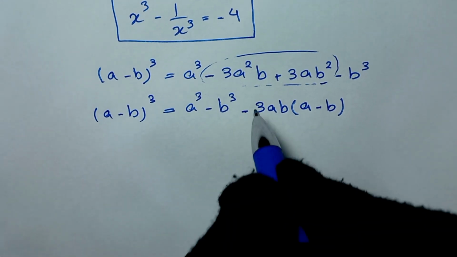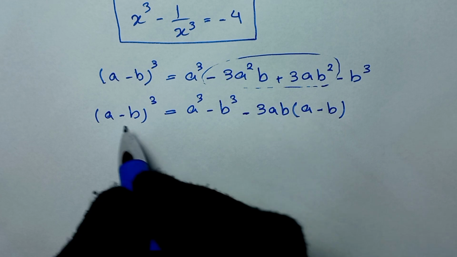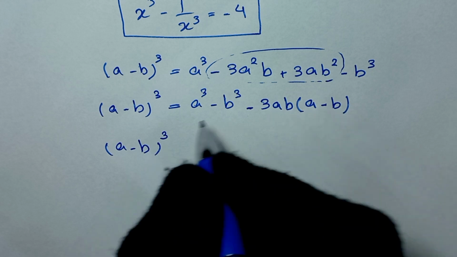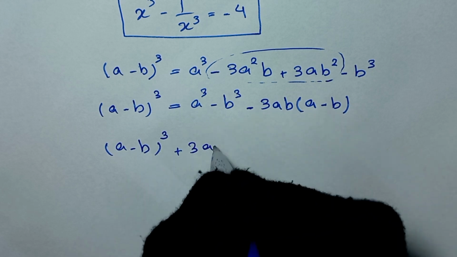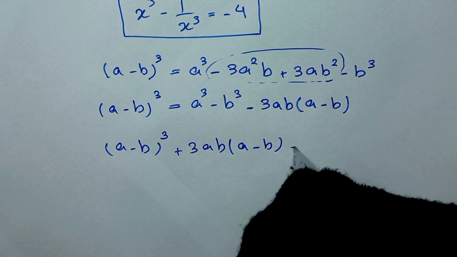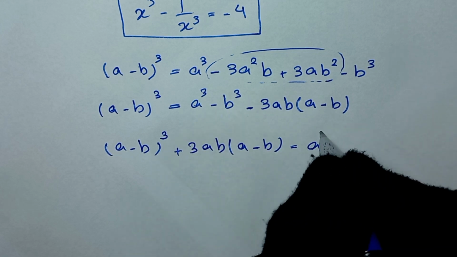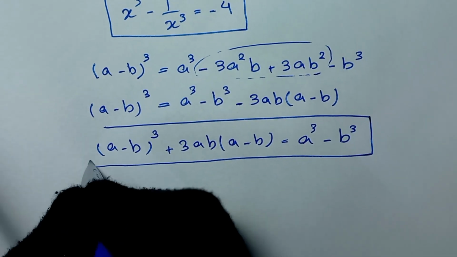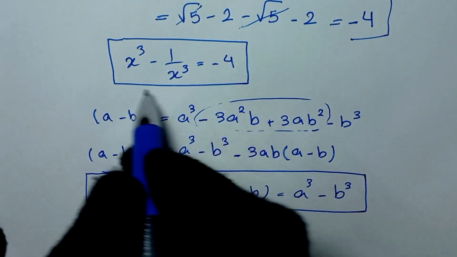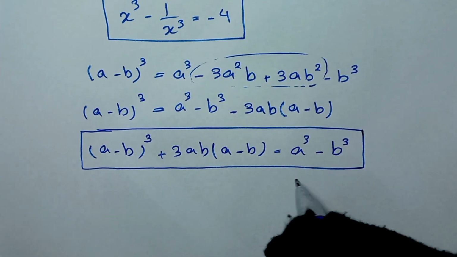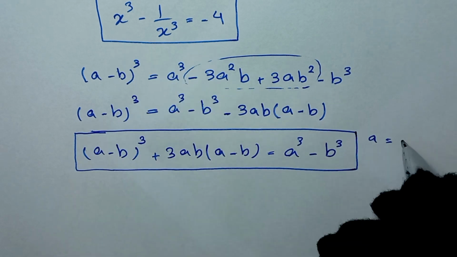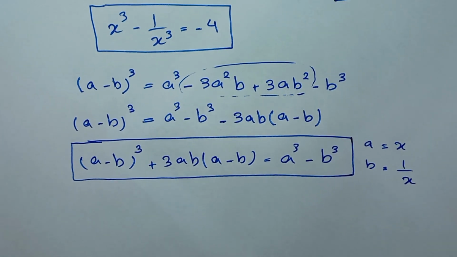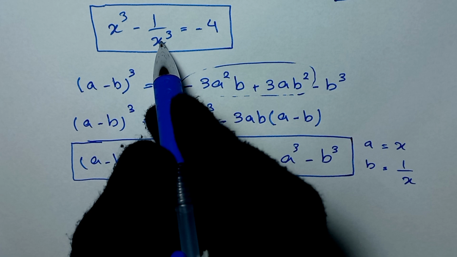And here, if we take this part to this side, it will be a minus b to the power of 3, and this to this side will be positive, right? Positive 3ab times a minus b is equal to a cube minus b cube, right? So we use this formula for this equation, where a is x and b is 1 over x, right? So x cubed minus 1 over x cubed is negative 4, right?